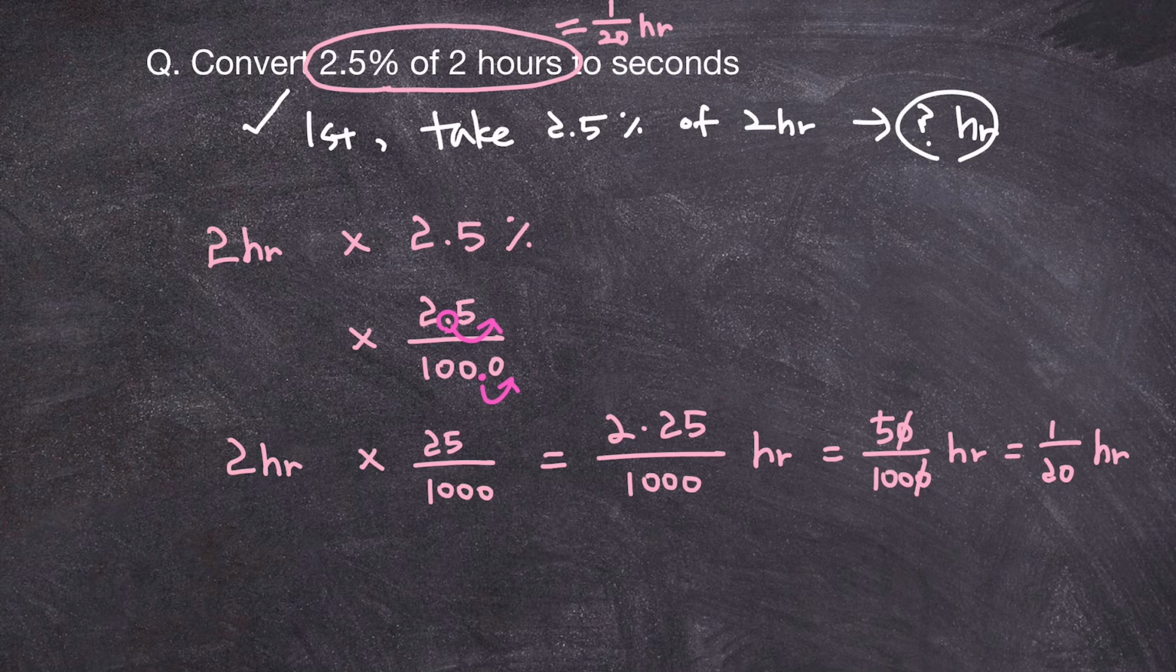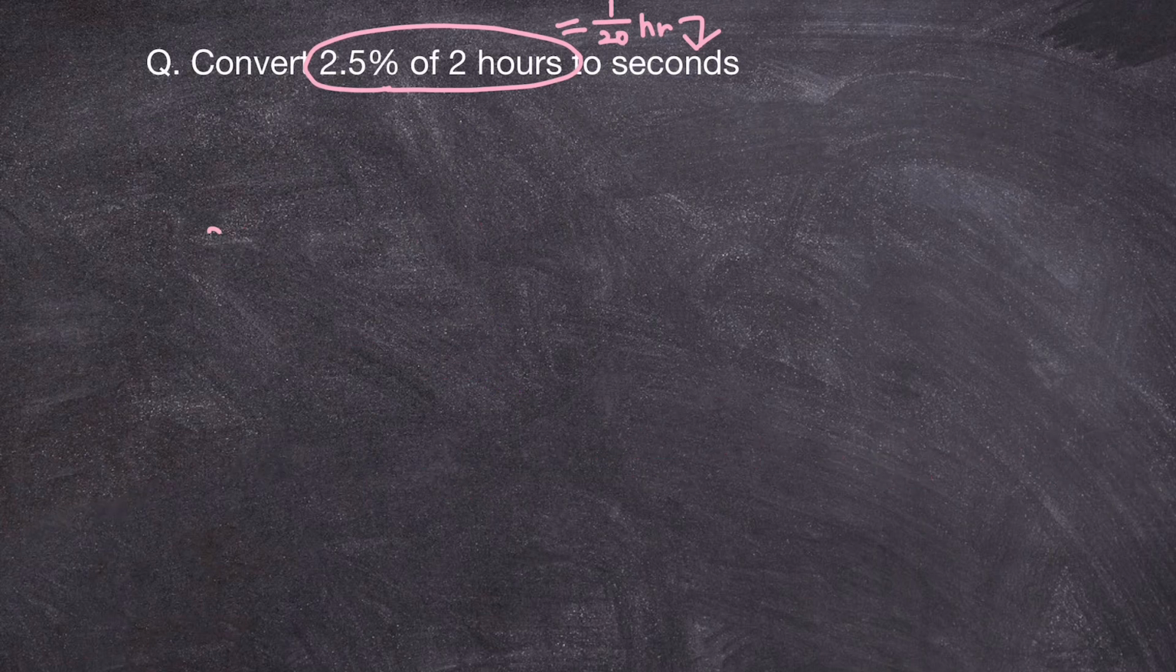All there is left for us to do is convert that into seconds. So let's do that second part of the problem. Now I'm going to take that 1 over 20 hours and convert it to seconds. And as I have already gone over, we need to put the unit that we want to get rid of in the denominator, and we need to put another unit that we want our final answer to have in the numerator. So I want to get rid of hours, so I'm going to put hour in the denominator.